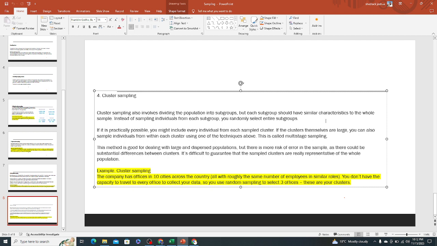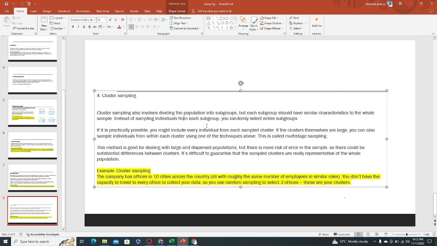Like for example, if we are talking about an office, we have three departments: HR, operation, and IT. If you go to another country, we have HR, operation, IT. Not that in one of the offices we only have HR and the IT is in another office. We have the same characteristics.